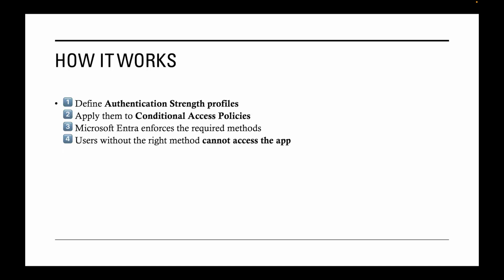So how does it work? Well, first we need to define authentication strength. Then we need to apply a conditional access policy, well, more like assign a conditional access policy. And then Microsoft Entra enforces the required methods, and users without the right method cannot access the app.